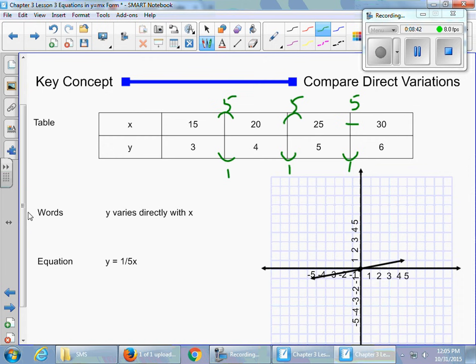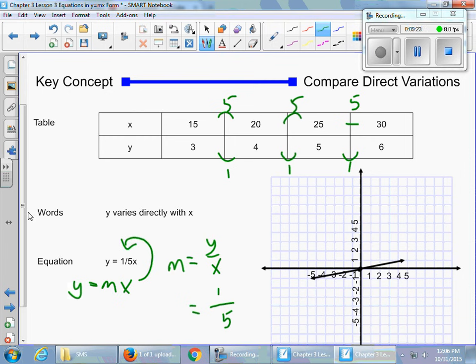Y varies directly with X. Remember, in our M equals Y over X, our Y change is 1 and our X change is 5. And our equation for this line over to the graph is Y equals 1/5 X. So what's our lesson for this? It is Y equals MX. What does M represent? Our 1/5. And that's where you get Y equals 1/5 X.